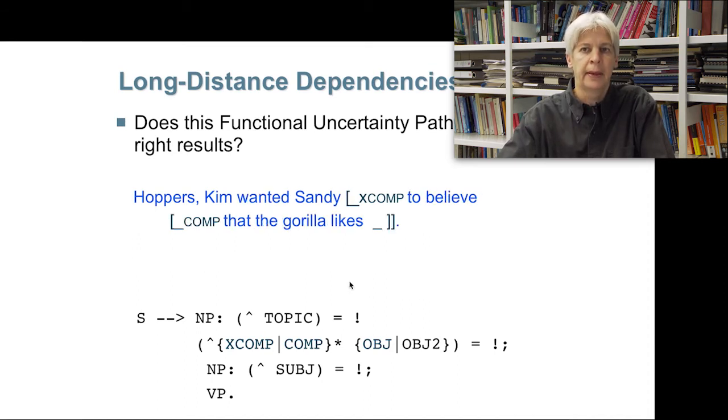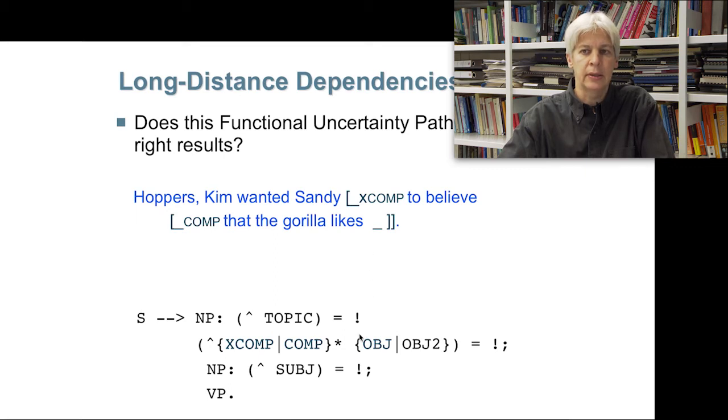Another one. Hopper's Kim wanted Sandy to believe that the gorilla likes. So what do we have here? We have want, which has a subject and an object and an xcomp, so it has all its arguments there. Believe has a subject, which is Sandy via functional control, and it has a comp, so it is done. Likes has a subject, gorilla, and its object is missing.